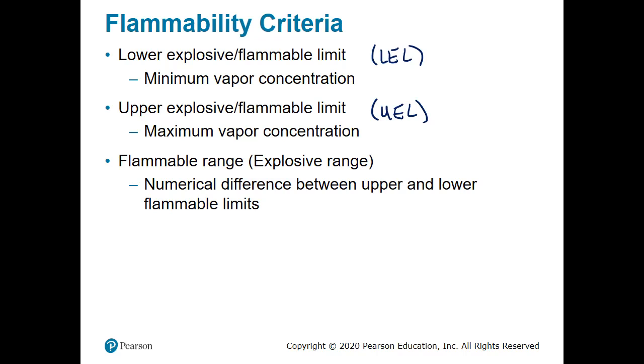On the UEL side, we're talking about the maximum concentration. And so above that concentration, there's too much fuel vapor choking out the ability for the oxidizer, oxygen, to get in there and actually ignite the fuel vapor. And so between those two limits is our sweet spot. And that sweet spot we call either the flammability range or the explosive range.